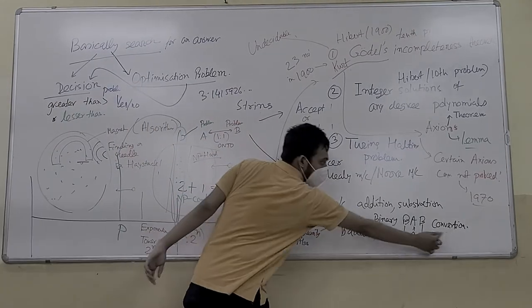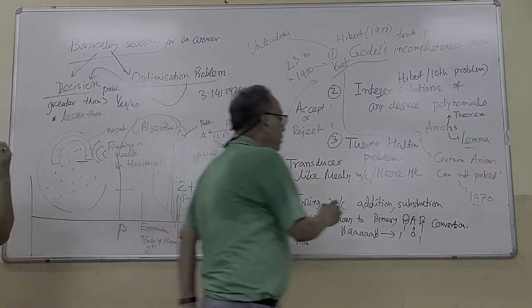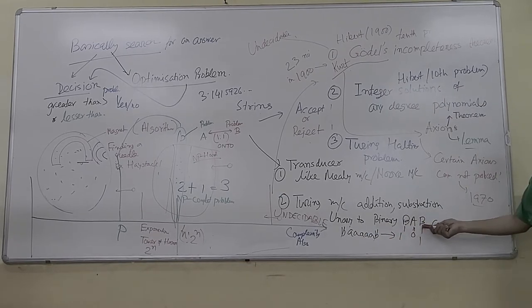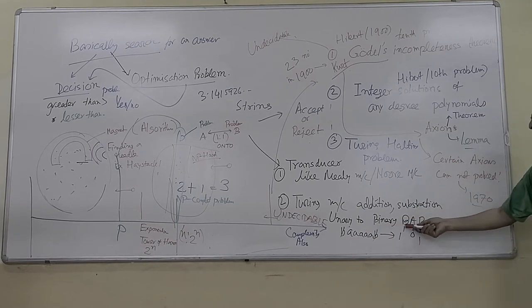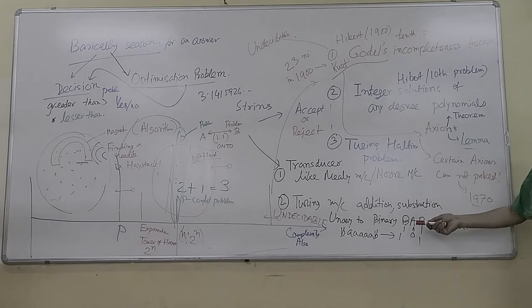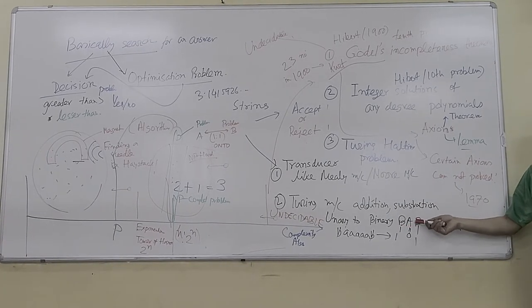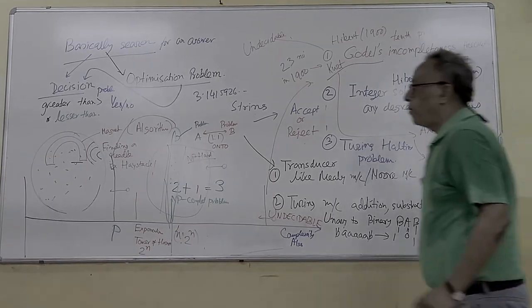Most important, this is part of the class. Did you see my YouTube video? Converting unary to binary on a Turing machine: after counting, it will write the binary on the left side. You can see my earlier videos, where I have done it. Okay, any question here? What does this cover?